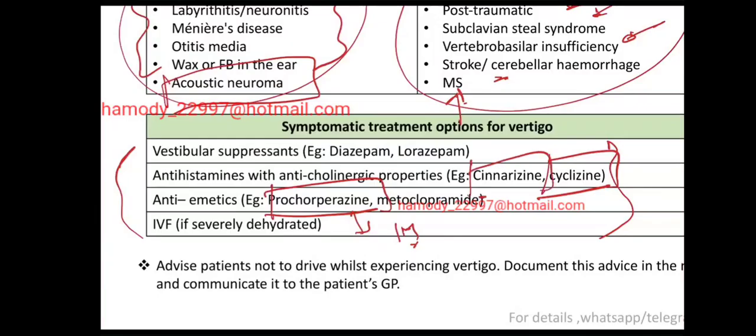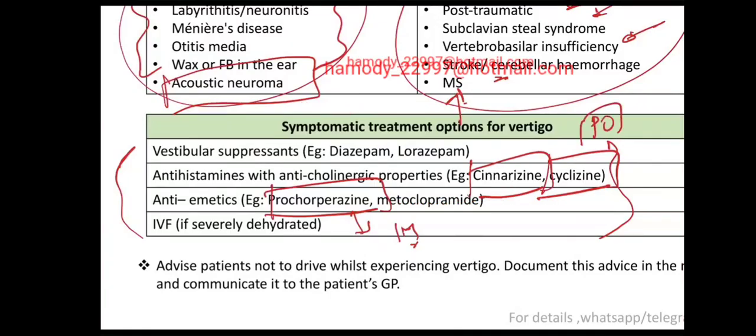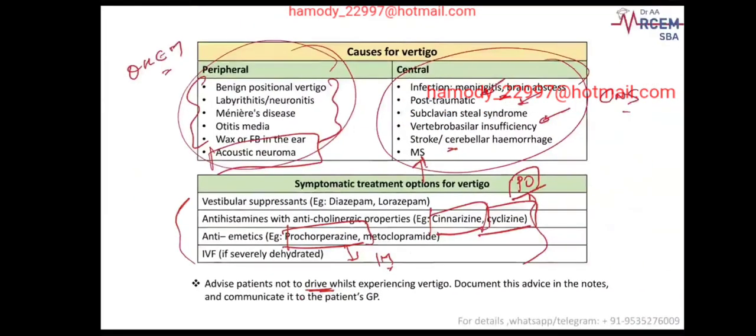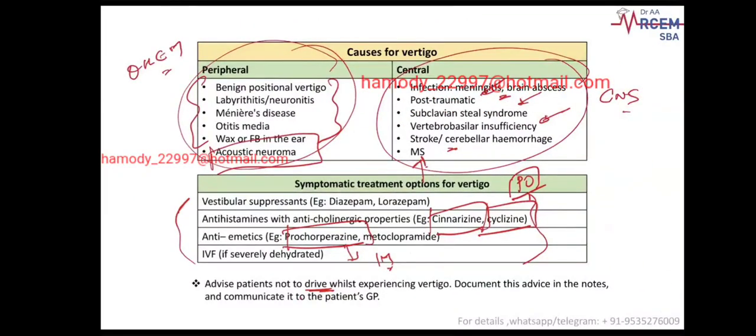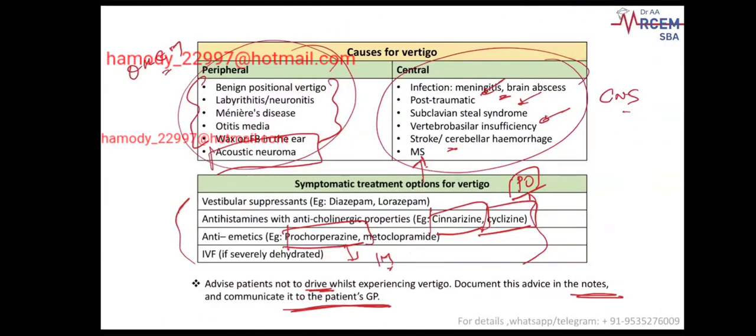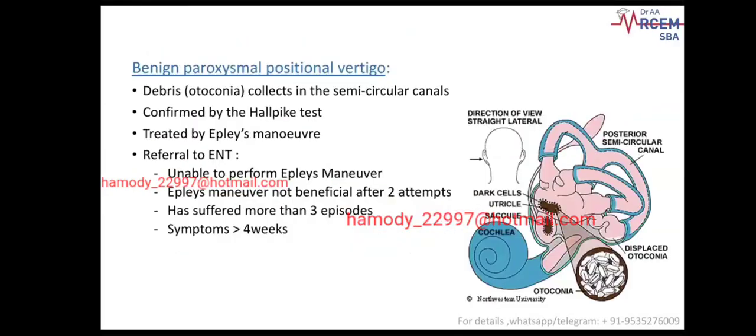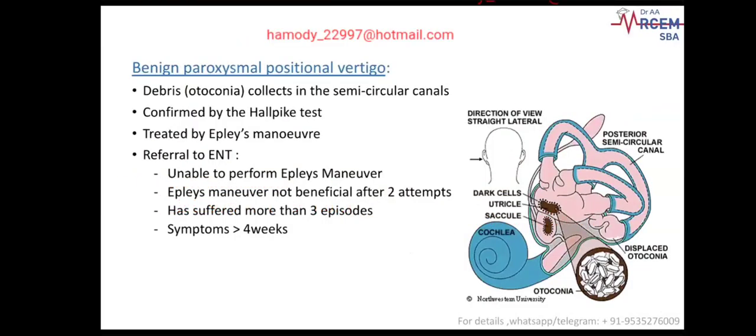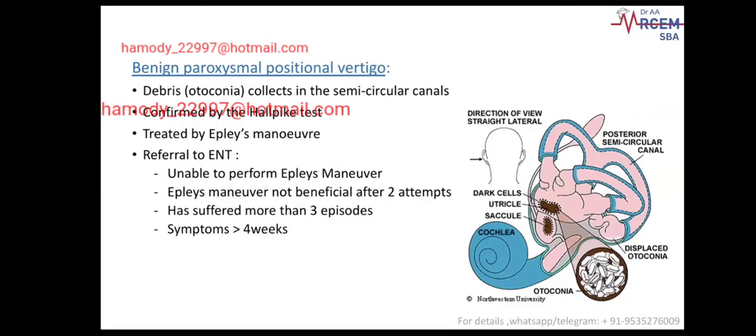Cyclizine or cinnarizine is available perorally, so you need to give it perorally. So if he is having symptoms of nausea and vomiting, and if he pukes out, then it may not be effective. Patients who are experiencing vertigo are advised not to drive till the symptoms have completely disappeared. This should be mentioned in your notes, and it has to be communicated to the GP also about the driving.